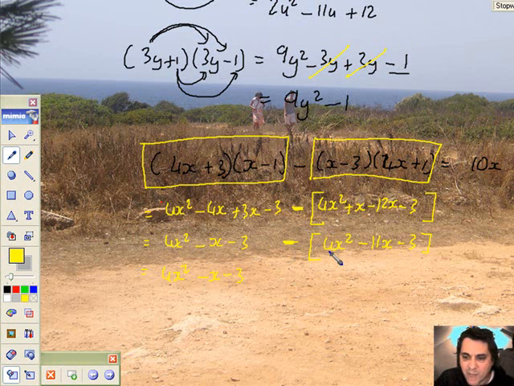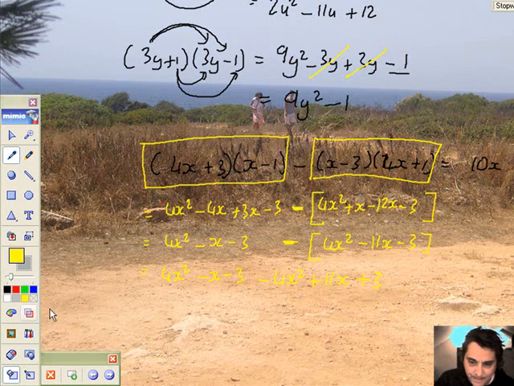Now we go minus 1 times 4x squared is minus 4x squared. Minus 1 times minus 11 plus 11 x's. And minus 1 times minus 3 is plus 3. Please note the way I said it. It's minus 1 times this square bracket. Alright? So one more time. Minus 1 times 4x squared is minus 4x squared. Minus 1 times minus 11 plus 11 x's. Minus 1 times minus 3 plus 3.